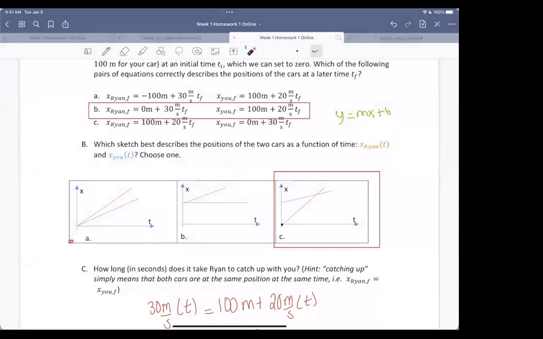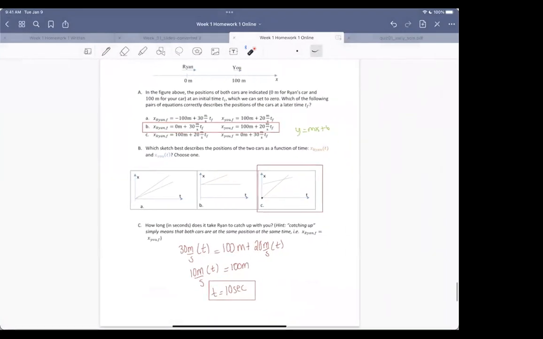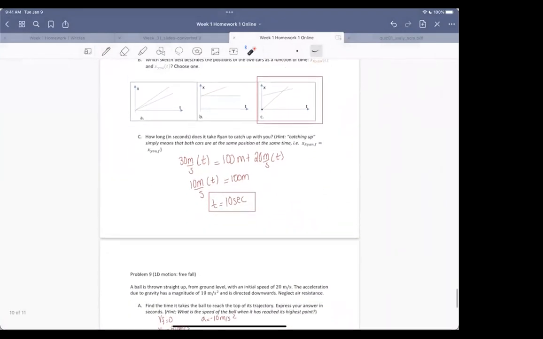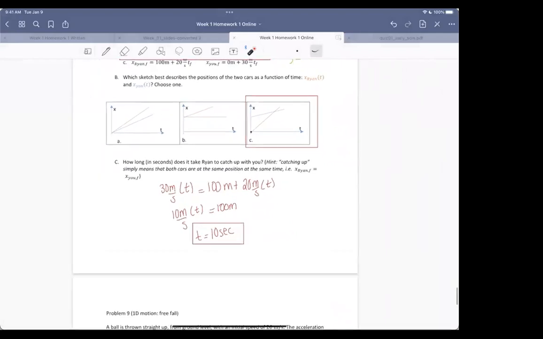And then here, the issue with this one is that it's showing that they're both starting from the origin position, when in actuality, you started at 100 meters. But yeah, which is a good little prep example to recognize graphs and differ between them.